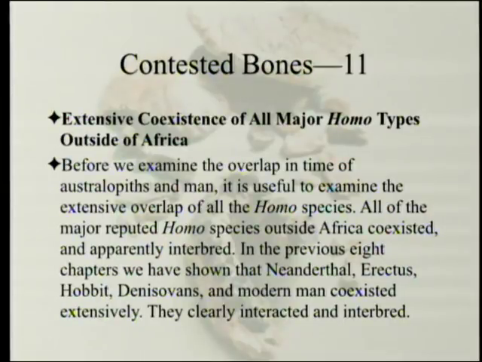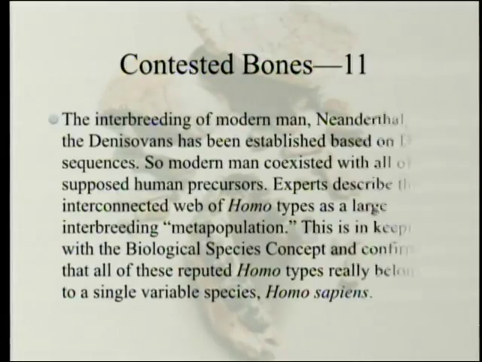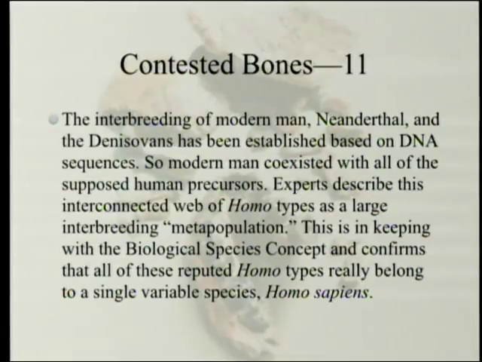Someday somebody's going to do some DNA on the Homo naledi, and I would anticipate that they'll find that they have human genes as well. The interbreeding of modern man, Neanderthal, and the Denisovans has been established based on DNA sequence. So modern man coexisted with all of the supposed human precursors. Experts describe this interconnected web of homotypes as a large interbreeding metapopulation. This is in keeping with biological species concepts and confirms that all these reputed homotypes really belong to a single variable species, Homo sapiens.